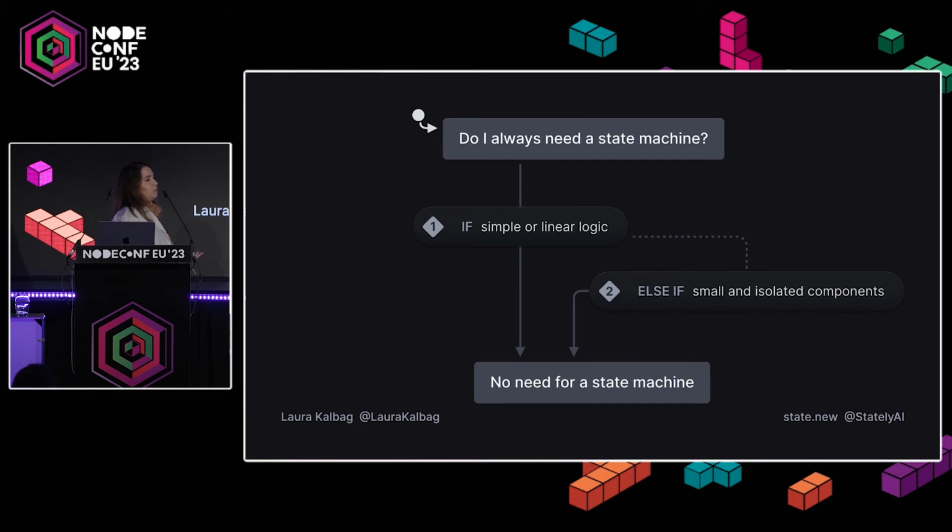So do you always need a state machine? Well, no. Especially if you have very simple and linear logic. I mean, if you're the kind of person who's still using Booleans for state, then you're not going to be wanting to use this. Maybe if you have very small and isolated components, the actor model might be really cool for you, but state machines might be a bit much and a bit unnecessary.